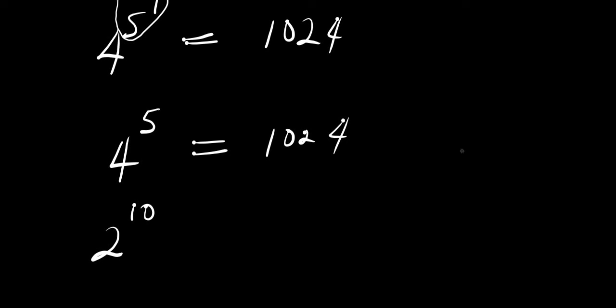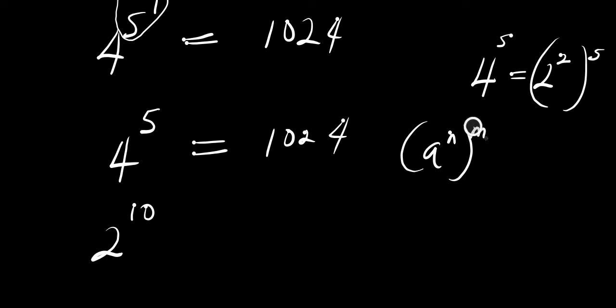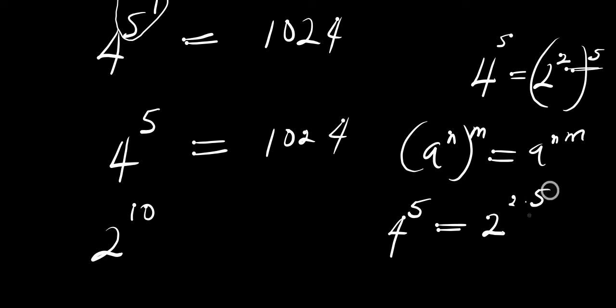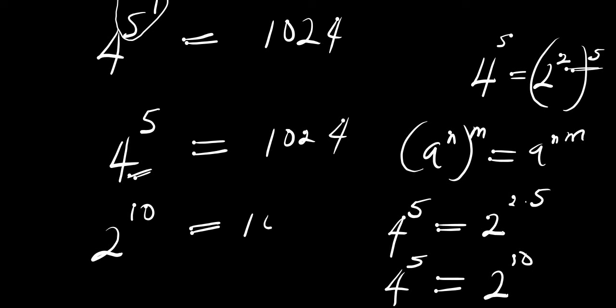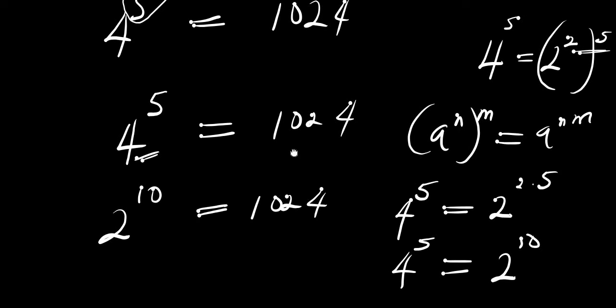Now, let me show you how I got it. 4 is a perfect square, which is equal to 2 power 2, right? So, 4 power 5 is the same thing as 2 power 2, all power 5. Have you seen that? So, by applying this identity, we can multiply these two exponents. So, we have 4 power 5 equals 2 power 2 times 5. So you have 4 power 5 equals 2 power 2 times 5 is 10. So 4 power 5 is the same thing as 2 power 10. And this equals 1024. So what is 2 power 10?